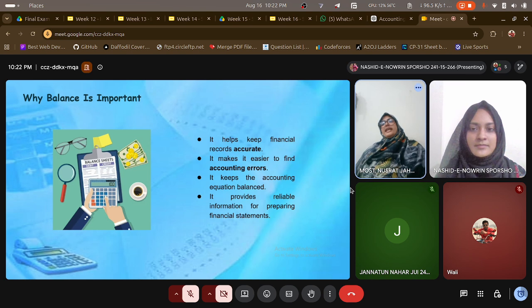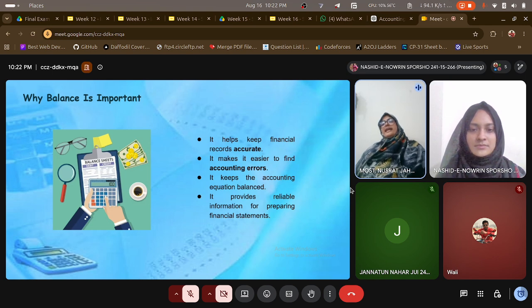The accounting system is based on the principle that total debit and total credit should always be equal. First, maintaining balance helps us keep our financial records accurate. If the debit and credit sides are properly recorded, we can have more confidence in our accounting information. Second, it makes it easier to find accounting errors. If there is a difference between debit and credit, it gives us an indication that something may have been recorded incorrectly.